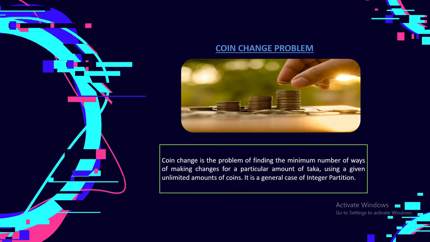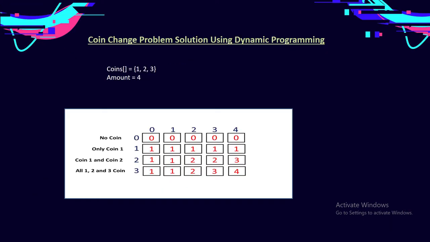Coin changing problem. This is my presentation topic. Coin change is the problem of finding the minimum number of ways of making change for a particular amount of taka, given unlimited amounts of coins. It is the general case of integer partition. Now I am going to my next slide.